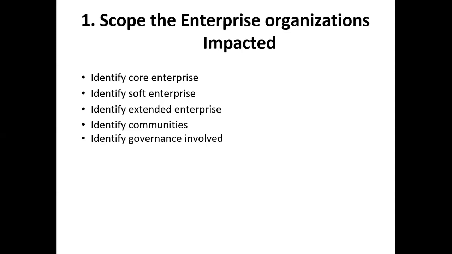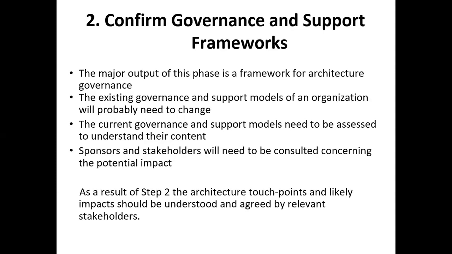Next one, identify the governance involved. To do an architecture work, either you can make changes to the existing governance, or you have to establish a new governance team. Getting it? So identify the governance involved. This is scoping the enterprise organizations impacted. Second one, step number 2 in the preliminary phase: confirm the governance and the support framework. Now, please remember, I want to tell you this one.